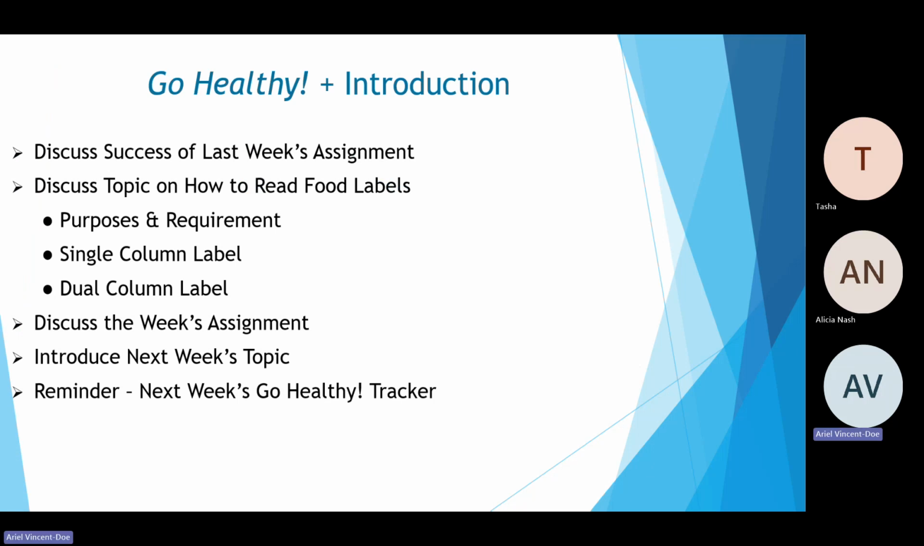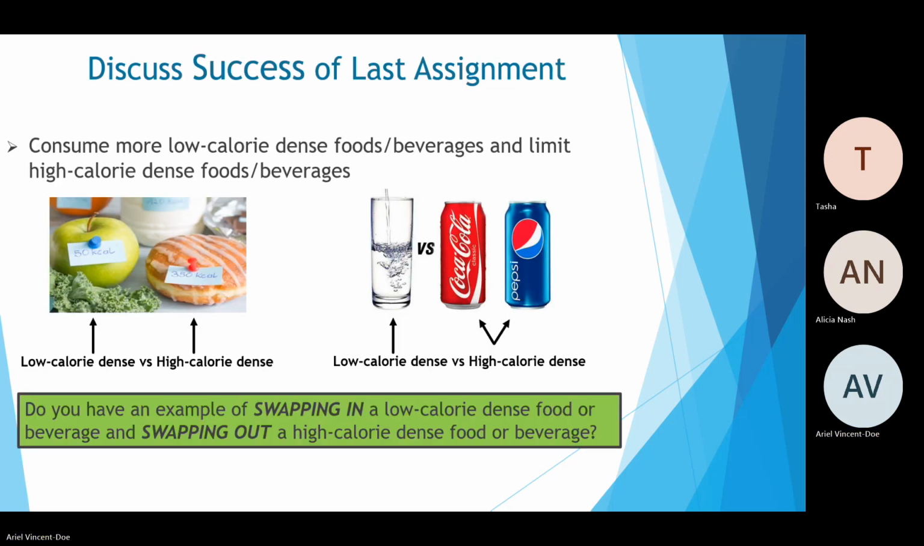Today, we're going to discuss the success of last week's assignment. We'll talk about reading food labels. That is our topic for today. We'll talk about the purpose of the food label and requirements. We'll also talk about the single versus the dual column label. And then I'll discuss the week's assignment. We'll introduce next week's topic, and then we'll talk about the Go Healthy Tracker.